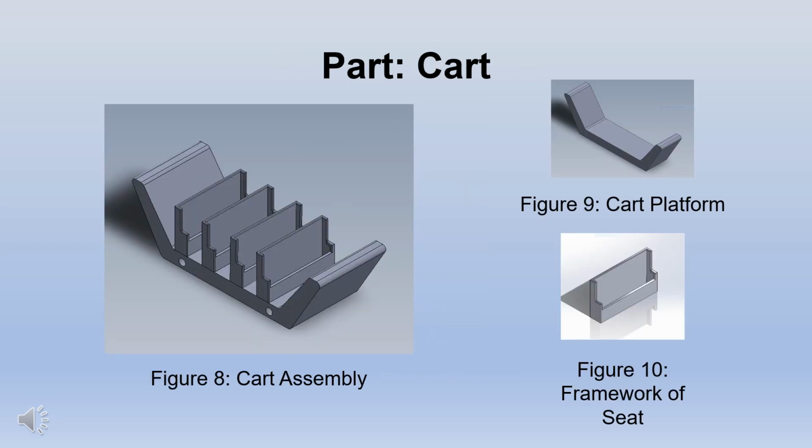The cart is composed of a platform and seats. The platform of the cart was created using the Boss Extrude and Fillet features. The seats also use Boss Extrude, but the shell feature was most useful in creating the seat. The assembly of the two components is shown in Figure 8.